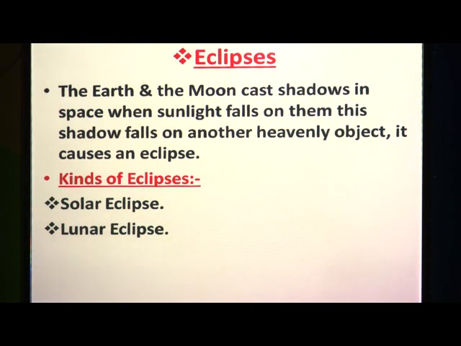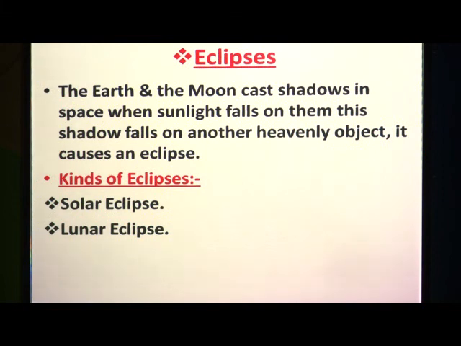Now afterwards we have to see about eclipses. For that you can do one experiment at your home. You have to shine a torch towards a wall, and now put your hand between the torch and the wall. Then you can see a shadow of your hand on the wall.